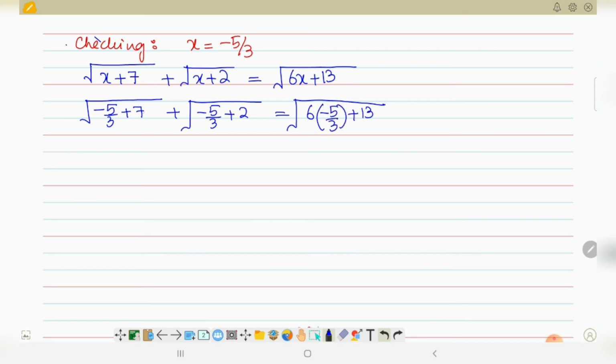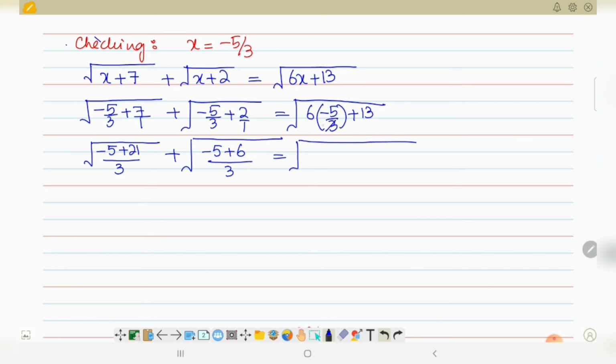Now we got the two values. We'll take the LCM. We'll solve the left hand side. LCM will be 3, minus 5 plus 21. Again we have 1 and 3, LCM will be 3, minus 5 plus 6. Here we solve the right hand side. 6 into minus 5 by 3 is minus 10, plus 13. Here we will get 16 by 3, and here 1 by 3, and here we get square root 3.